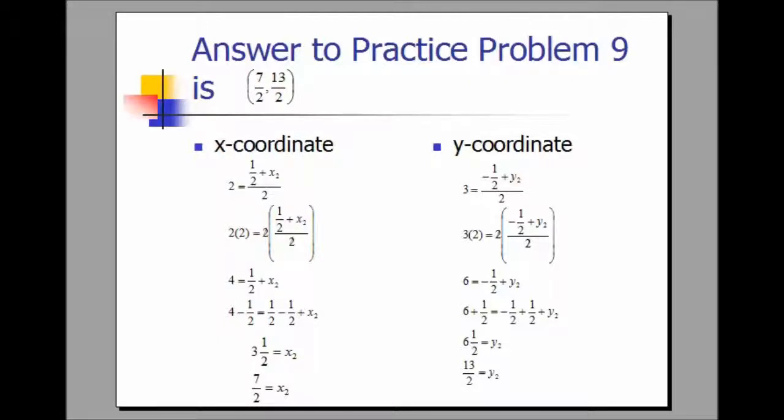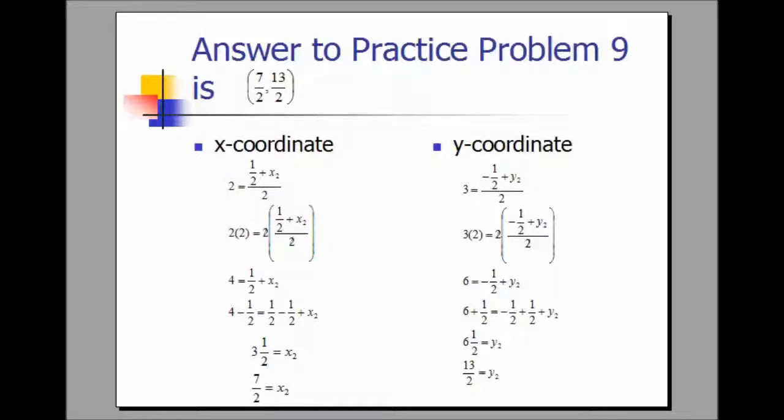When we do that, we have 2 equals (1/2 plus x sub 2) over 2. When we multiply both sides by 2, we get 4 on the left equals on the right 1/2 plus x sub 2. We subtract 1/2 from both sides. This gives us 3 1/2 equals x sub 2. Written as an improper fraction, which it usually will be on the SATs, gives us 7/2 equals x sub 2.